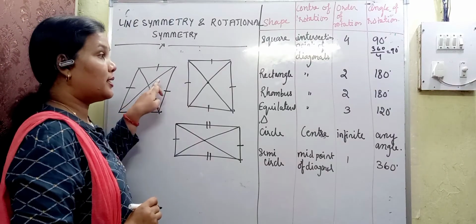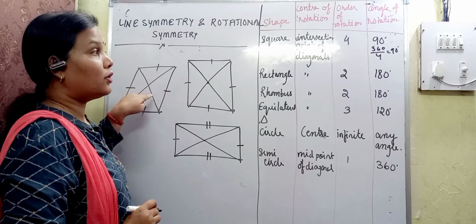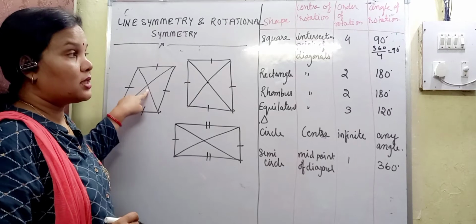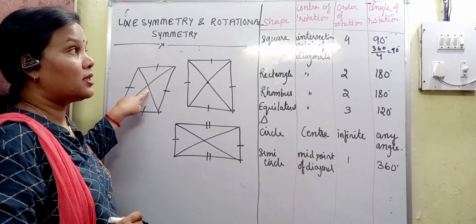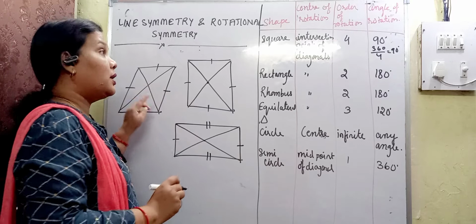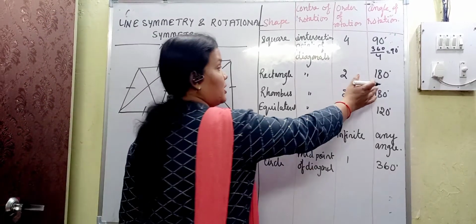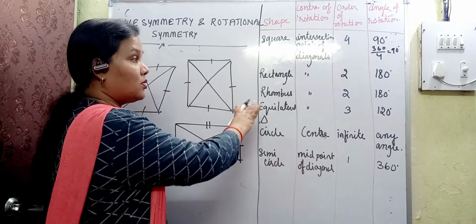So here also, what is the answer for the rhombus? Order of rotation is 2, and the center of rotation is again the intersection point of the diagonals. The intersection point of the diagonals is actually the center of rotation, and here the order of rotation is 2 and the angle of rotation is 180 degrees. Okay, this is for the rhombus.